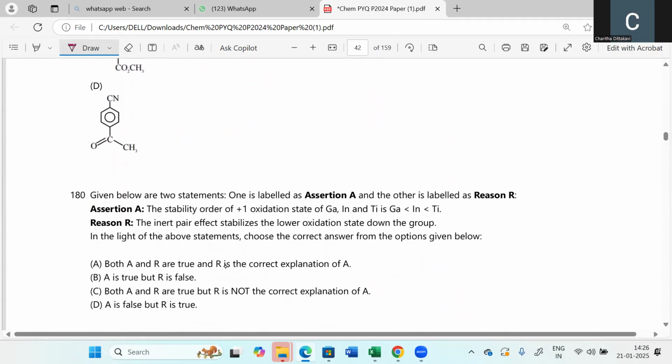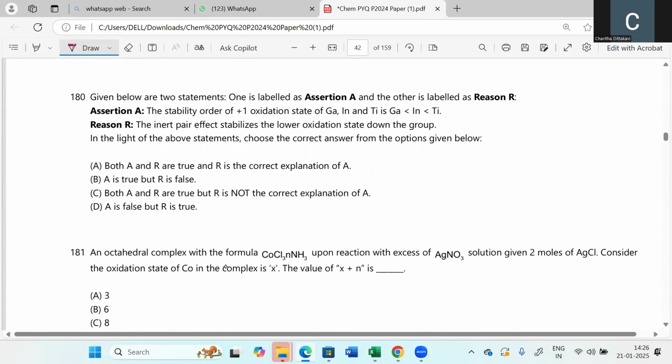Then coming up with 180, stability order of the +1 oxidation state of gallium, indium, and thallium. Yes, +1 oxidation state. Definitely, it will be more for thallium only, the lower ones. Inert pair effect stabilizes the lower oxidation states. Yes, inert pair effect is the main important thing. So it is also the correct explanation.